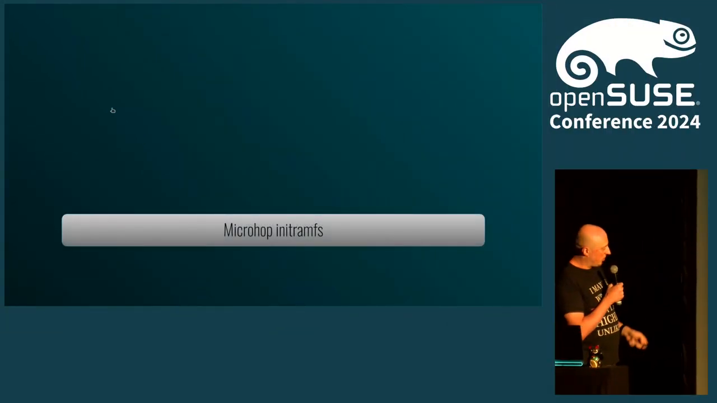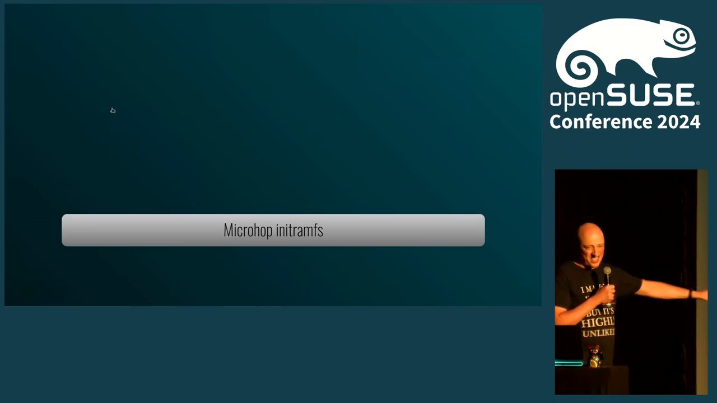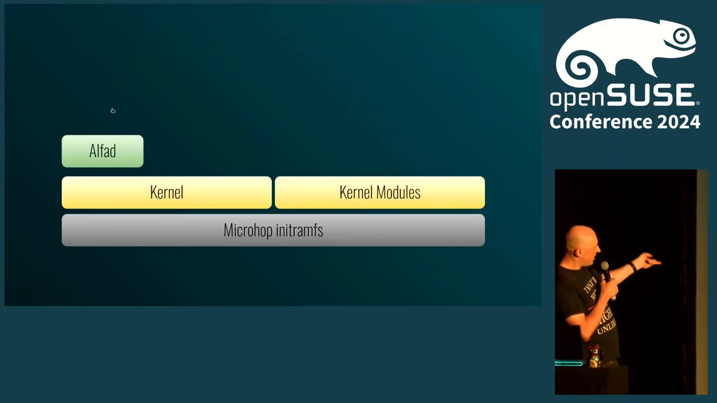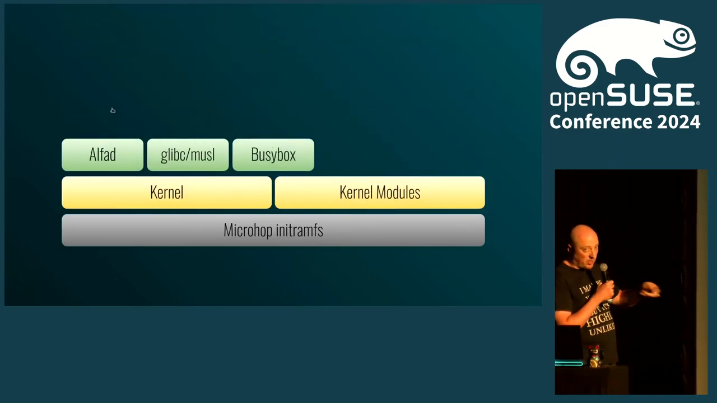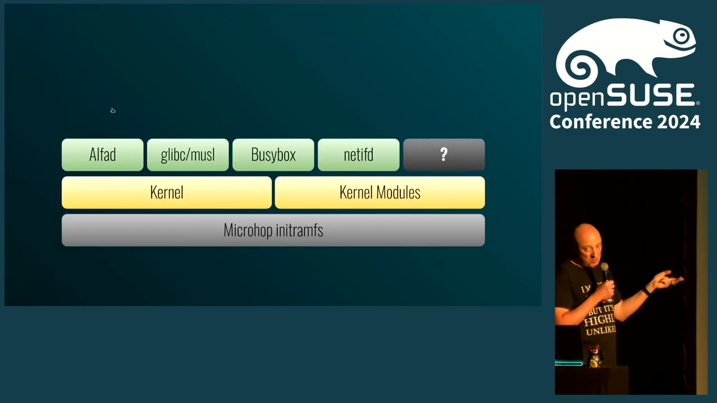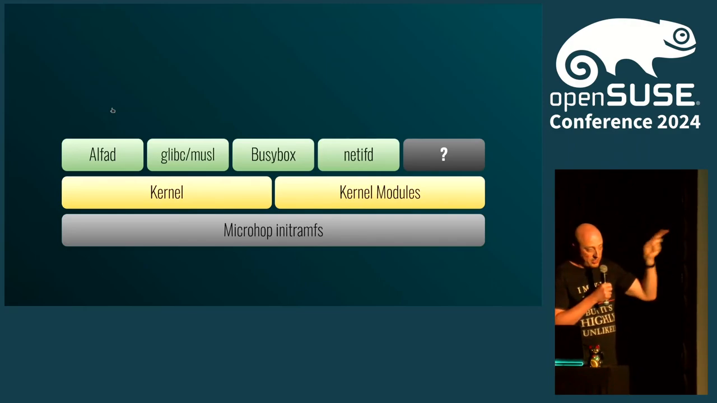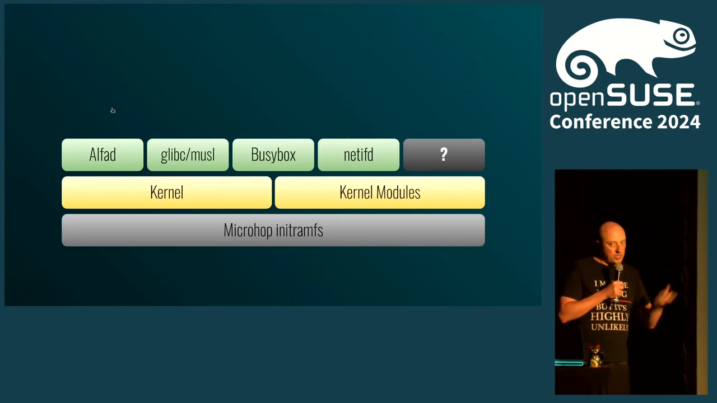So that's your target, how it would look like. You have an initramfs, it doesn't have to be microhop, you can use your systemd if you want, but I don't recommend that. So you have a kernel, you have kernel modules. Then on top of that, you have some minimal init system, can be systemd, of course, if you want, your choice. You have a libc, you have busybox, netafd, and that question mark, what is this, right? So it can be bootc, of course.